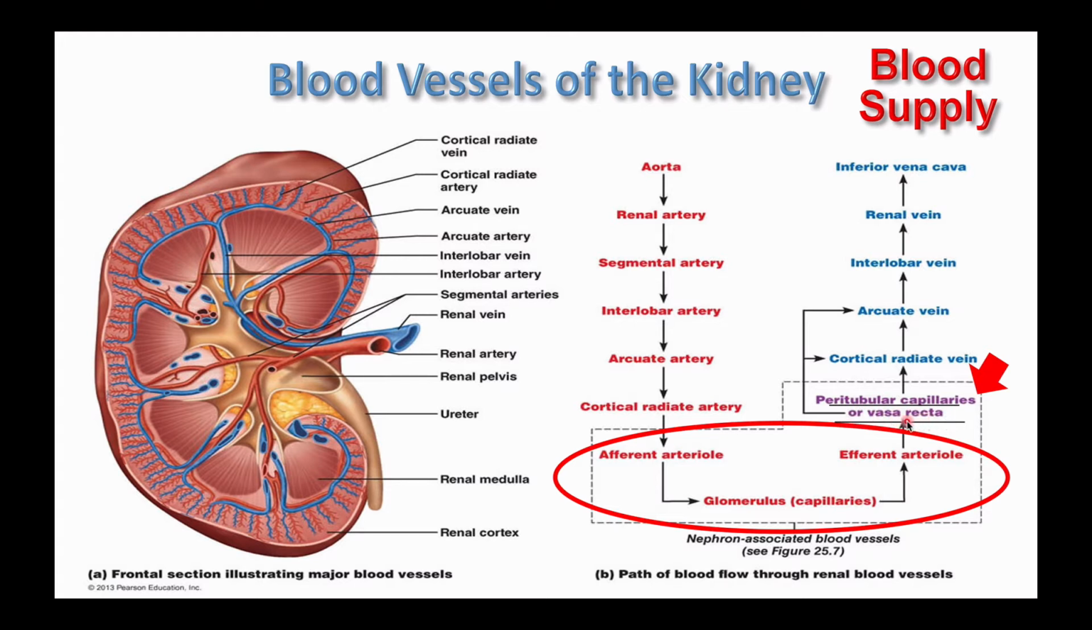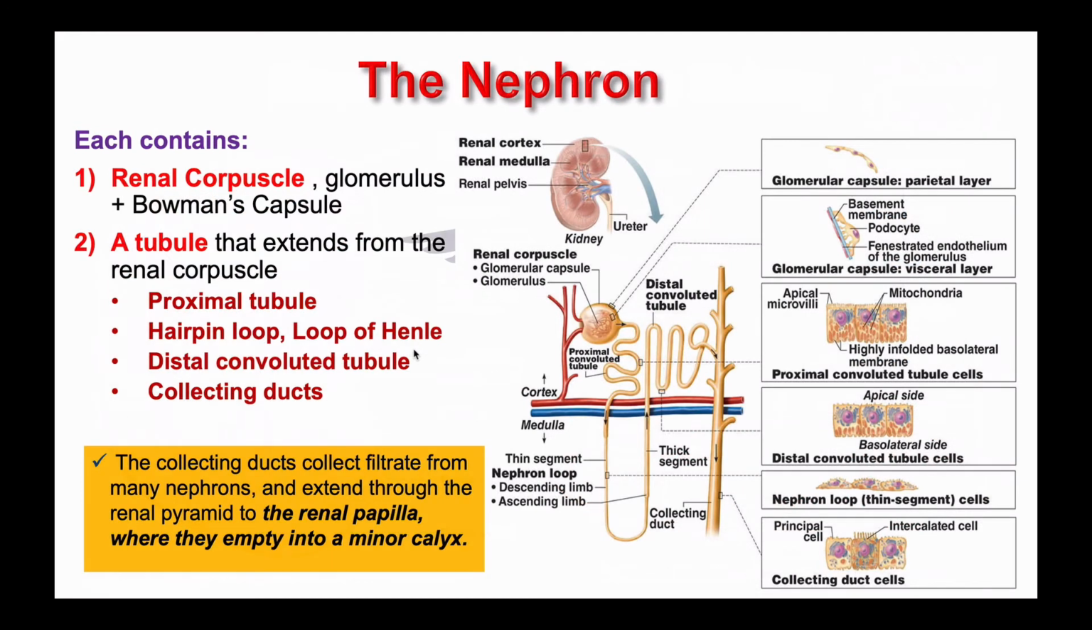This vasa recta collects as a cortical radiate vein. These radiate veins condense to form the arcuate veins. Then arcuate veins condense to form the interlobar veins. Then the interlobar veins connect to form the renal vein, and then they join the inferior vena cava. This is how the blood vessel network is present inside the kidney.